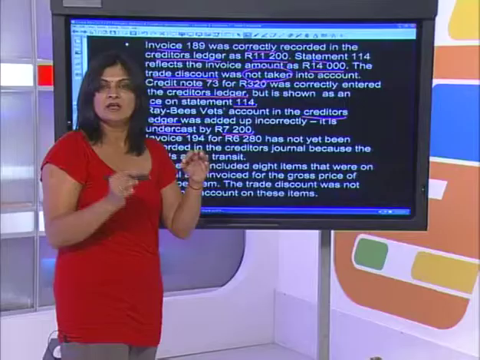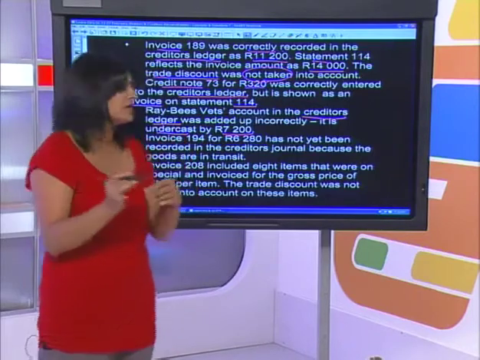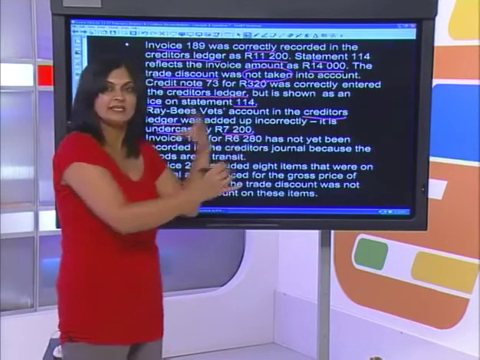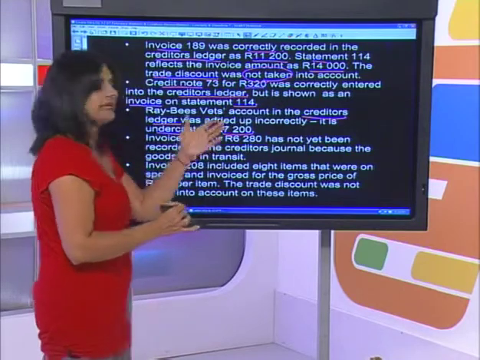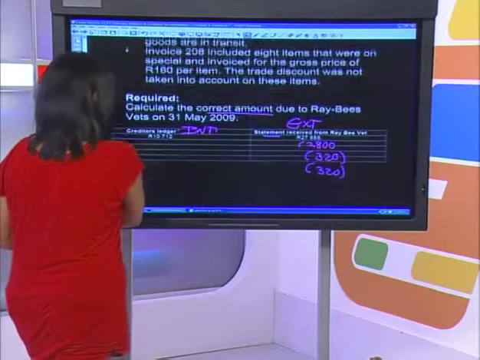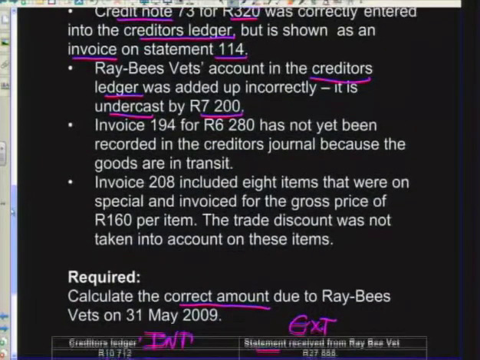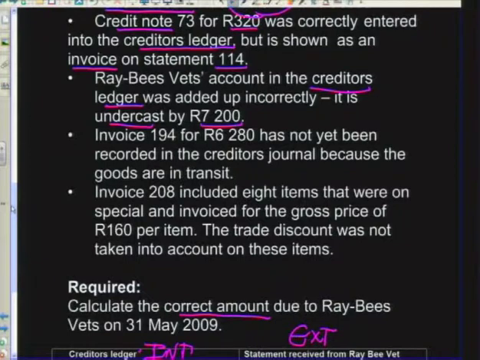So remember, guys, from bank recon, if something is understated or undercast, you correct the error by adding on that amount, in this case to our creditor's ledger. So let's go now to the creditor's ledger, and we're now going to add 7,200. Okay, let's just quickly go up and make sure, yeah, 7,200.